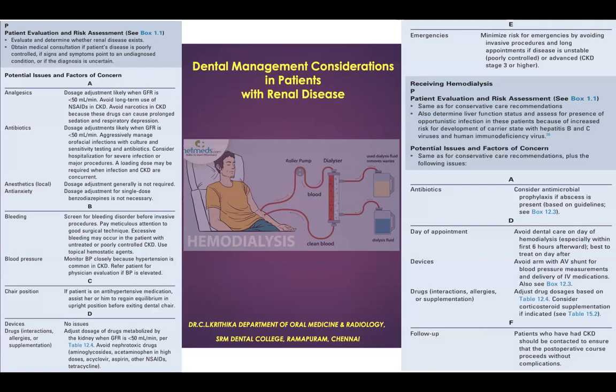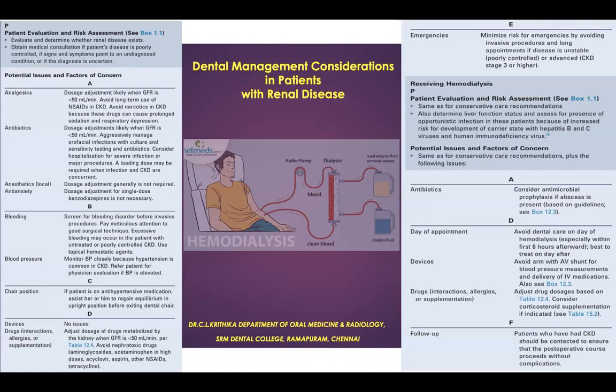Drugs. Interactions and allergies are to be considered. Adjust the dose of the drugs metabolized by the kidney when the GFR is less than 50 ml per minute. Avoid nephrotoxic drugs, especially aminoglycosides, acetaminophen in high doses, acyclovir, aspirin, and other NSAIDs and tetracycline. Emergencies. Minimize the risk for emergencies by avoiding invasive procedures and long appointments if the disease is unstable.